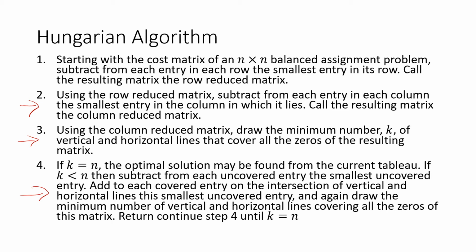And what do you do there? You find the lowest uncovered number, subtract that from all the uncovered numbers, add that to the intersection of all your lines, and then try again with drawing your lines. So let's take a look at this in practice.